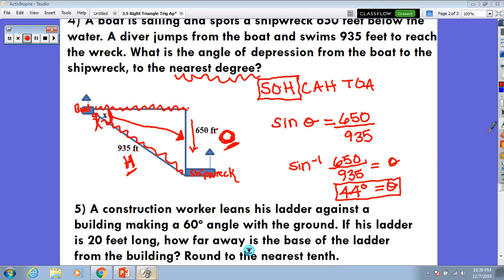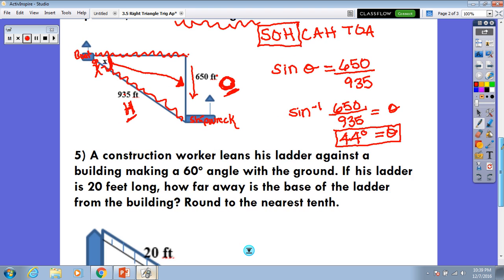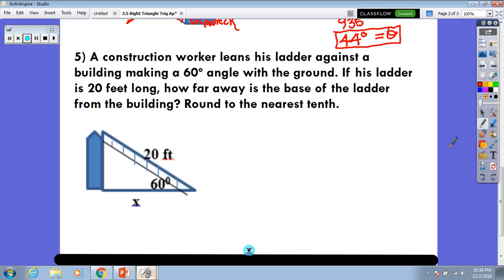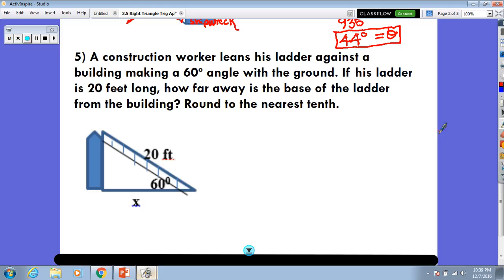Okay, so we're ready to do our last example. Number 5, a construction worker leans his ladder against a building, making a 60-degree angle with the ground. So the angle has to be with the ground, which is at the bottom.